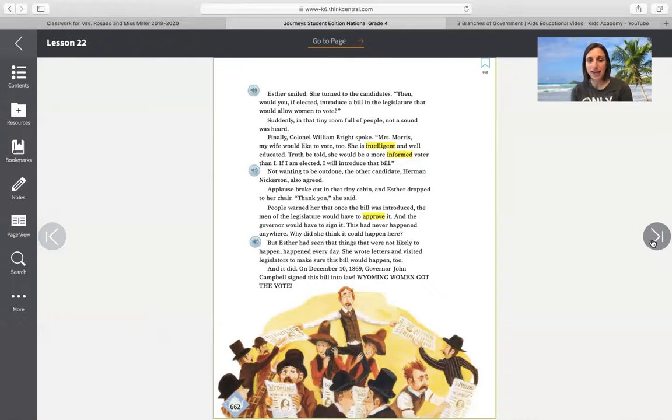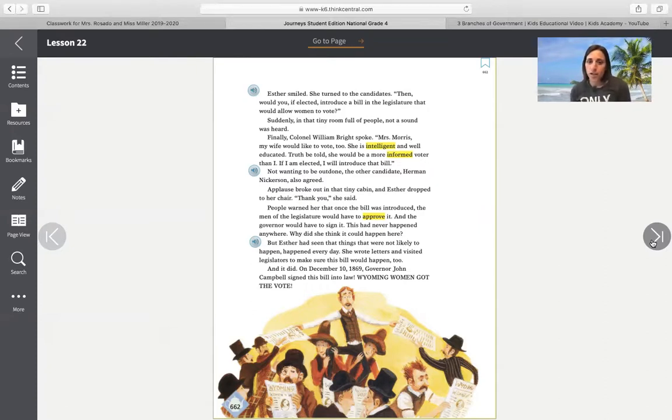If I am elected, I will introduce that bill." Not wanting to be outdone, the other candidate, Herman Nickerson, also agreed. Applause broke out in that tiny cabinet. "Yay! Thank you," she said.